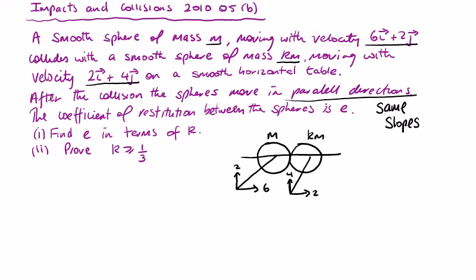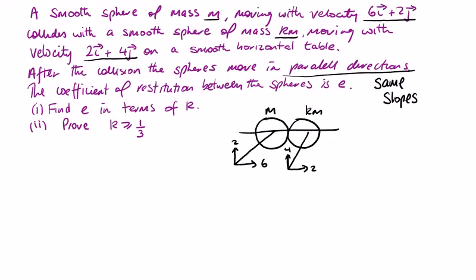The coefficient of restitution between the spheres is e. Find e in terms of k and prove that k is greater than or equal to a third. Okay, let's start with the principle of conservation of momentum. m1u1 plus m2u2 is equal to m1v1 plus m2v2. So we need the v1 and the v2 for the slopes afterwards, or the tan of the angles.